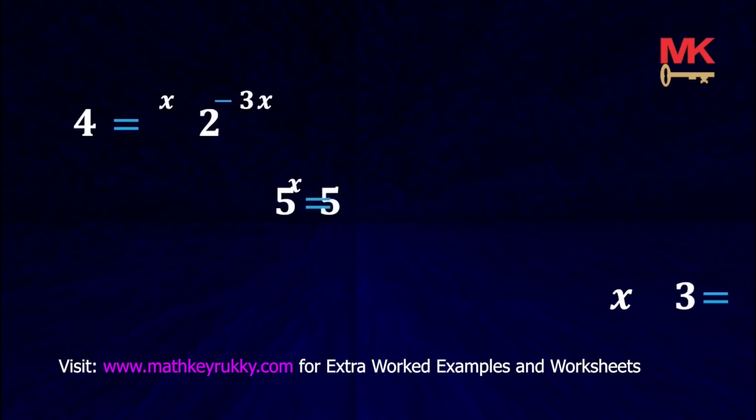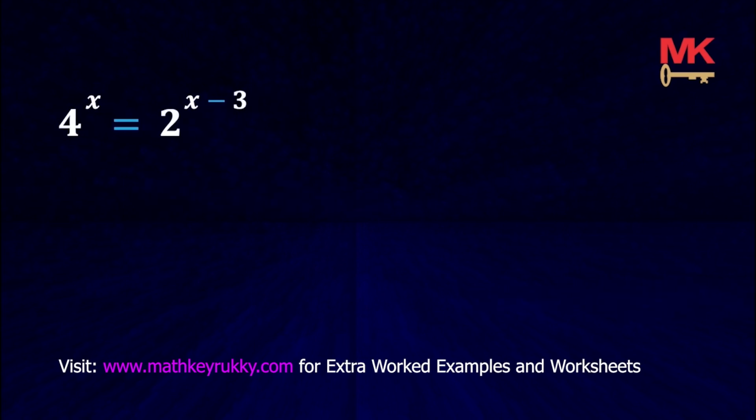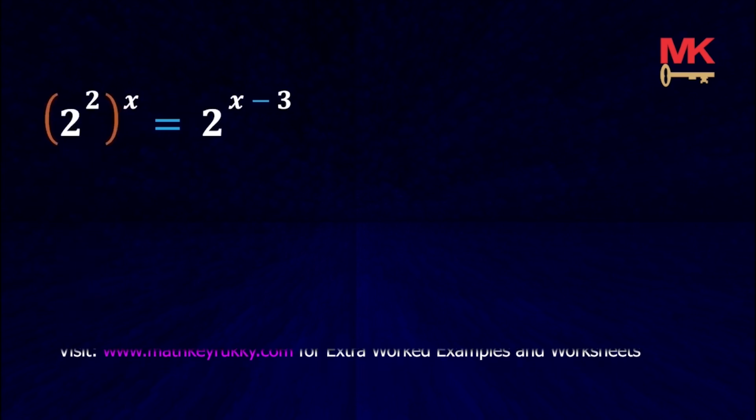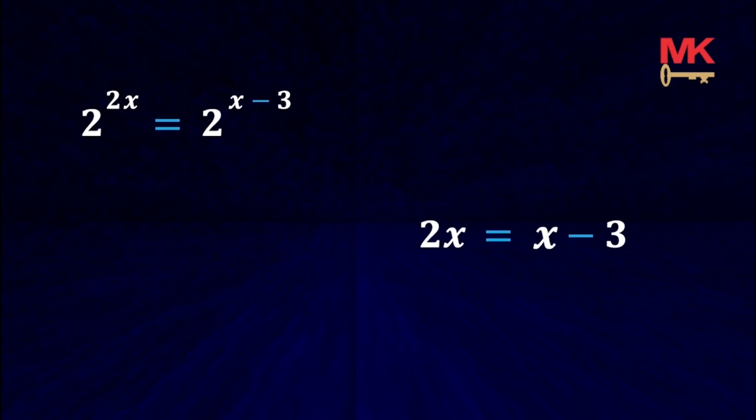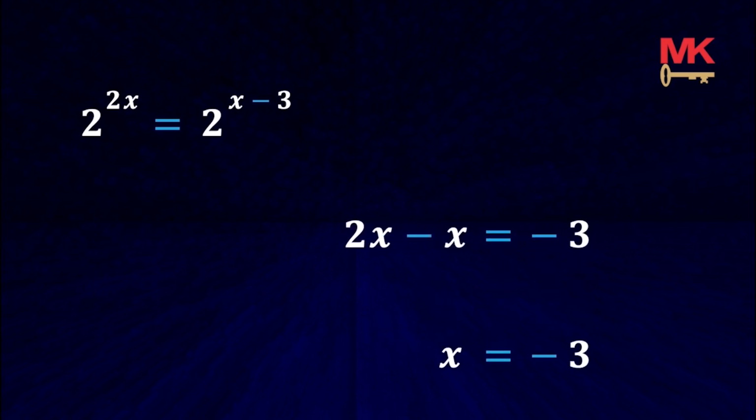Let's look at another example still. In this case, the number 4 is a perfect square, whose value is also 2 to the second power. So we replace the 4 with 2 to the second power. Applying the law of power to both 2 and x, we have 2 exponent 2x at the left-hand side. Now that the bases are the same, then by inspection, the exponents are also equal. Therefore, 2x equals x minus 3, which is a linear equation. And collecting like terms, we have x equals minus 3.